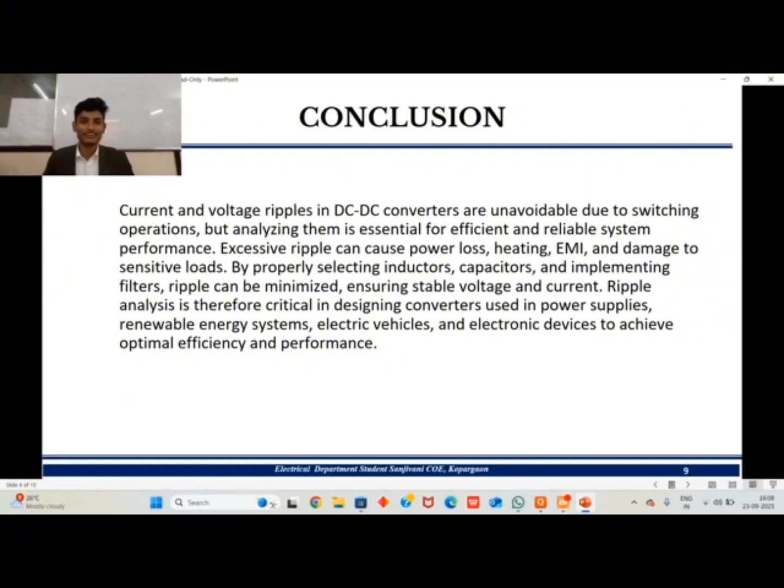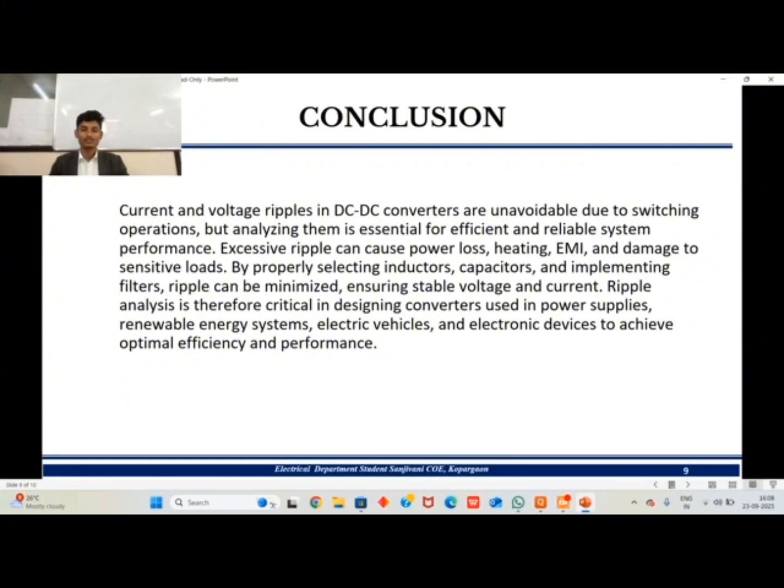My name is Shendikar Siddharth. I am presenting the conclusion. Current and voltage ripple in DC to DC converters are unavoidable due to switching operations, but analyzing them is essential for efficient and reliable system performance.